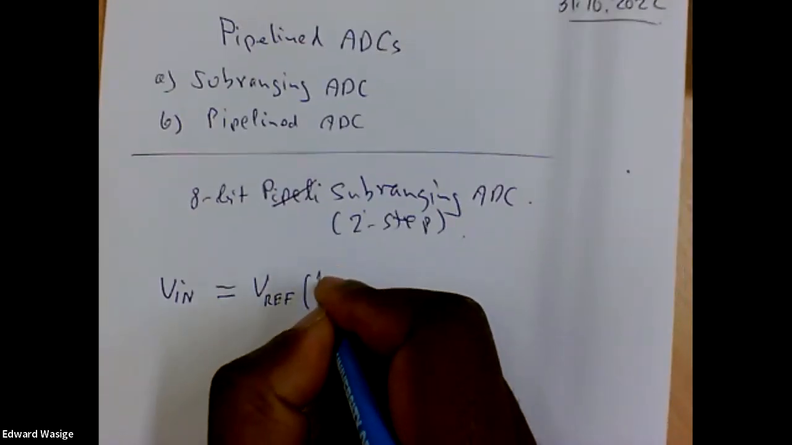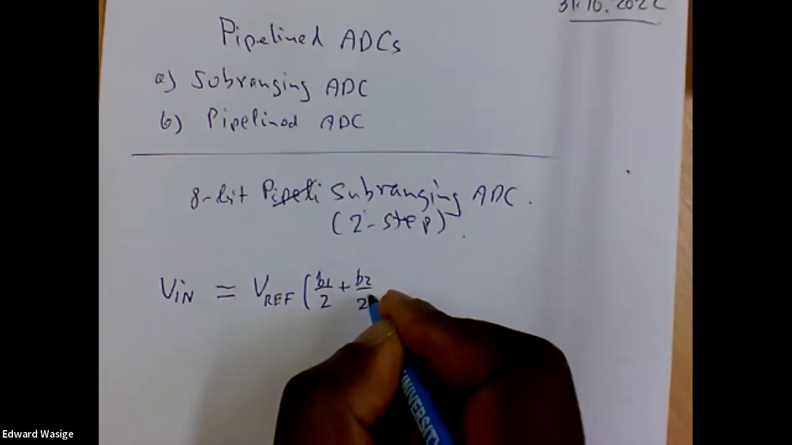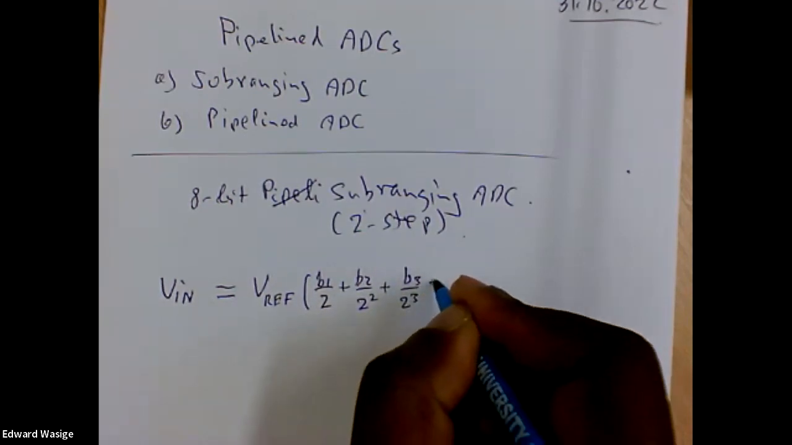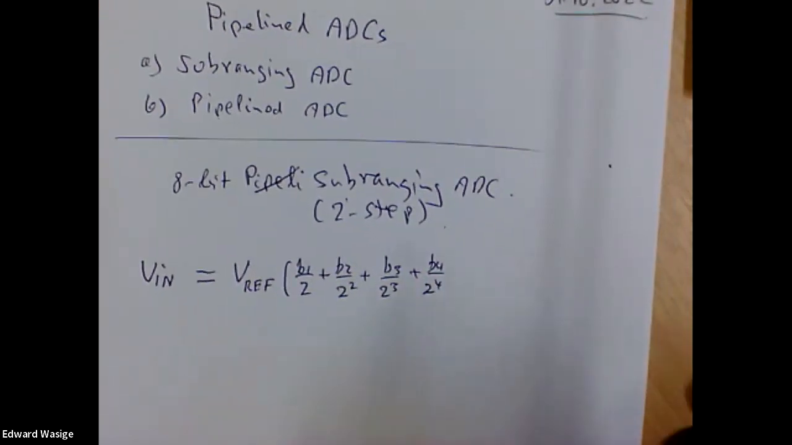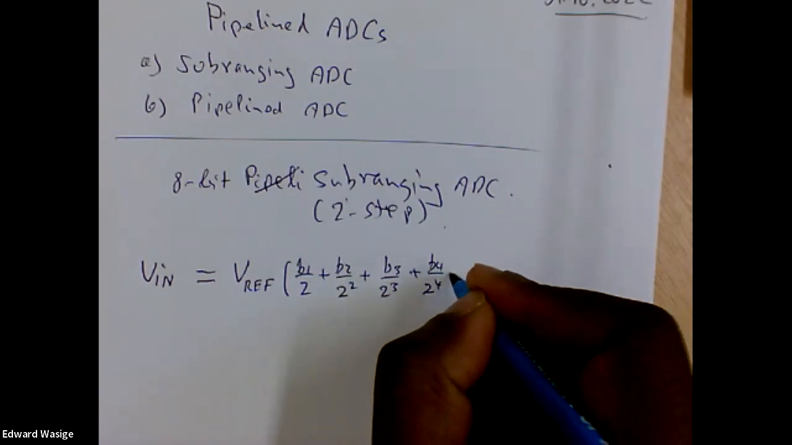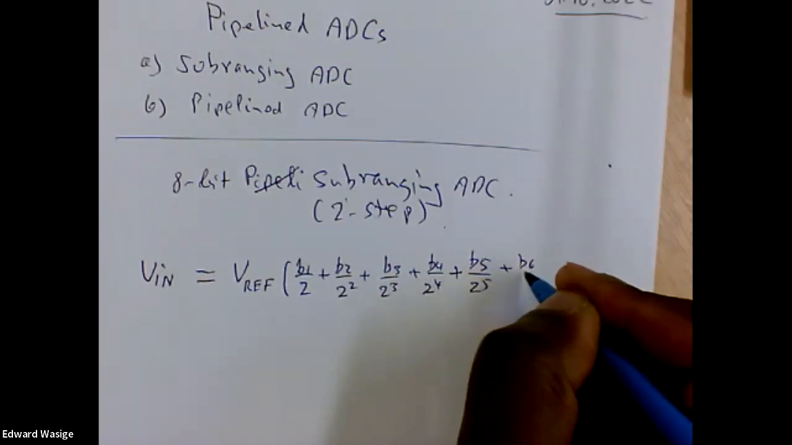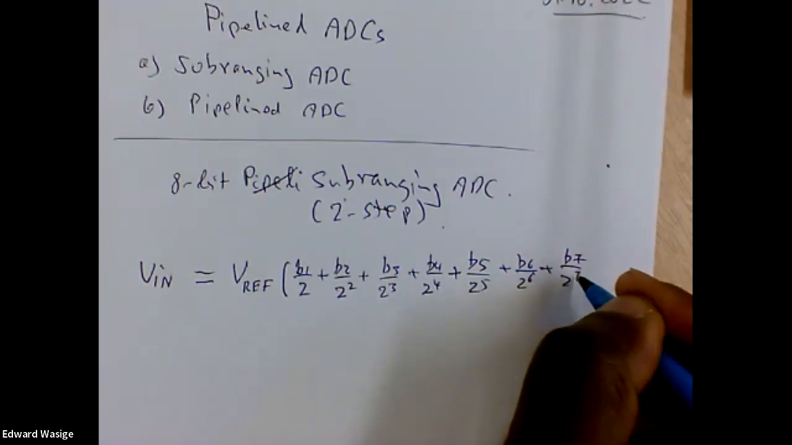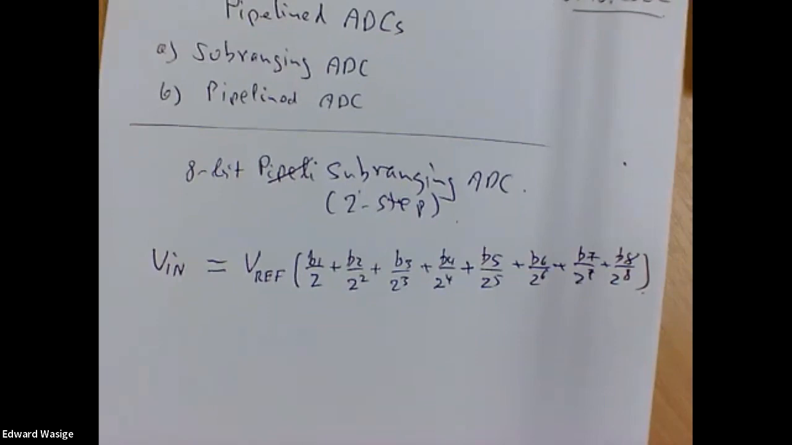And the relationship between the two is this, which we know: B1 over 2 plus B2 over 2 squared plus B3 over 2 cubed plus B4 over 2 to the power 4 plus B5 over 2 to the power 5 plus B6 over 2 to the power 6 plus B7 over 2 to the power 7 plus B8 over 2 to the power 8. I write this out because it's important for understanding how this architecture comes about.